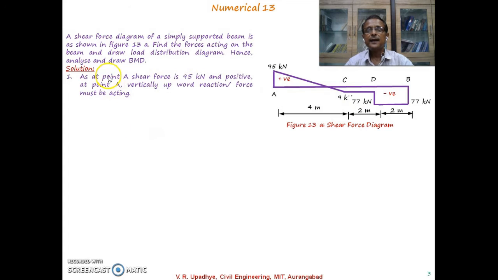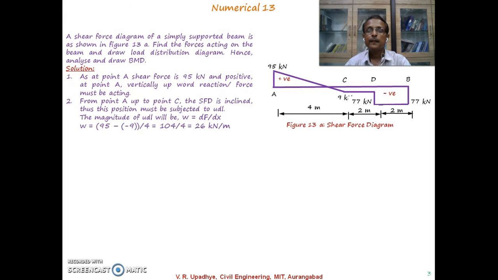Now, at point A, the shear force is 95 kN and positive. So this is from 0 up to 95. So it means there must be an upward reaction or upward force, and that itself says that at A there must be a support. So a vertically upward reaction or force must be acting over there, and the magnitude of that is 95 kN.